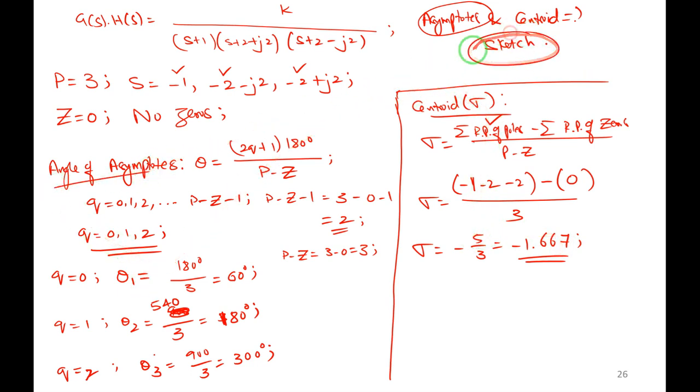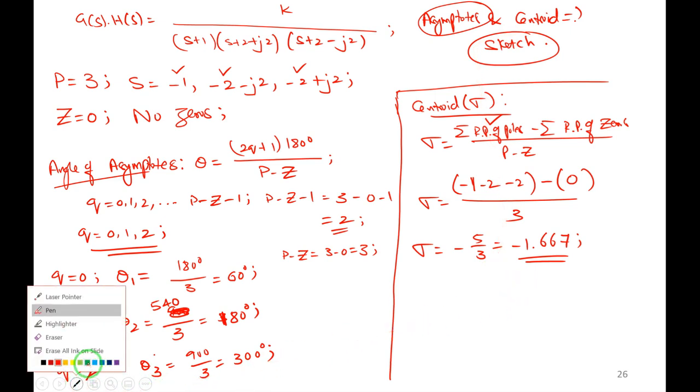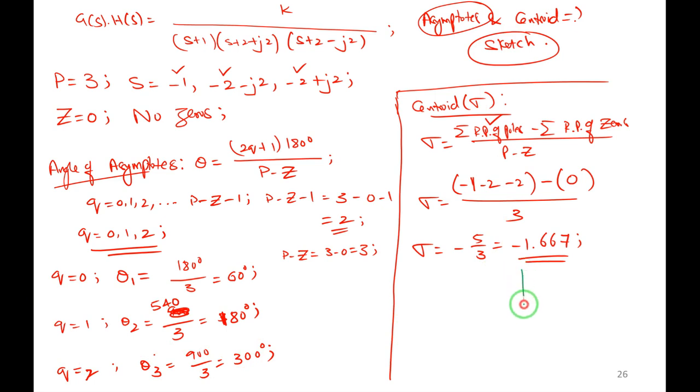Then we have to sketch. This is very important, observe here. We'll sketch it. This is one of the questions in the question bank, for you people. On the sigma j omega plane, first I look at the centroid. This is 0, minus 1.667. It will come here. Let me take it here, minus 1.667. Okay, this is the centroid sigma. This centroid I have located.